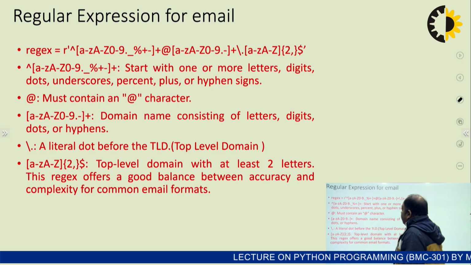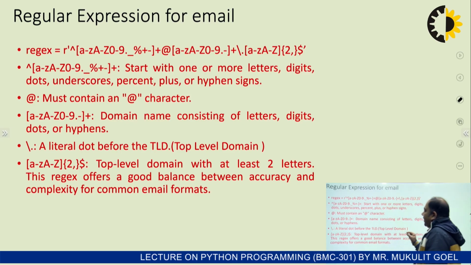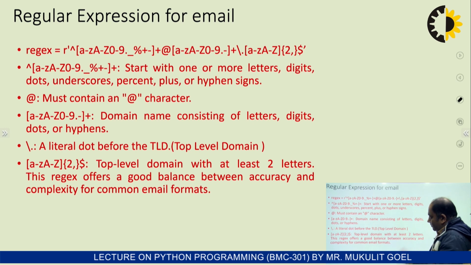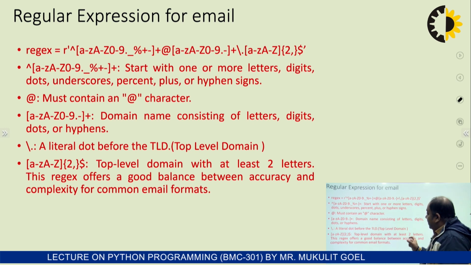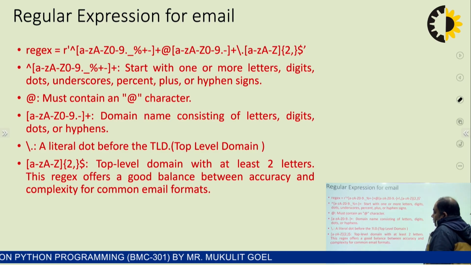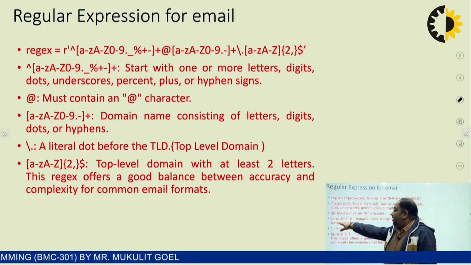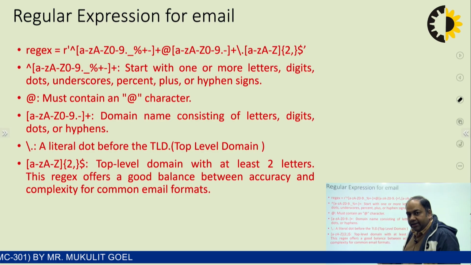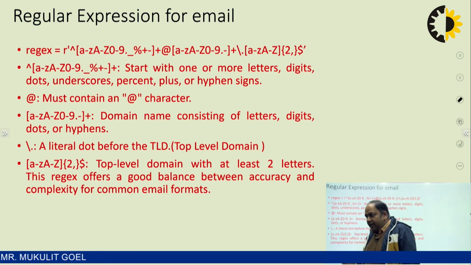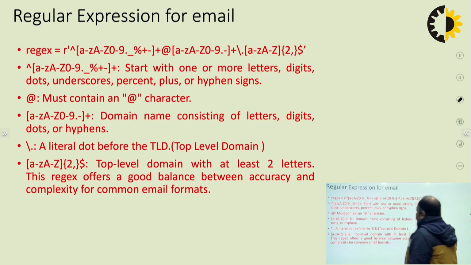Then the at-the-rate character: it means the email should contain that @ character. Then for the domain name, what does the domain name contain? The domain name should have characters from a to z in small letters, A to Z in capital letters, 0 to 9 digits. It can have a dot or hyphen. It consists of letters, digits, dots or hyphens.